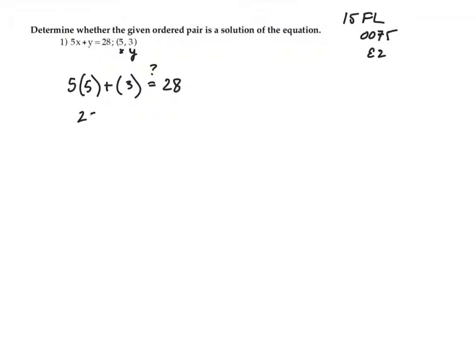5 times 5 is 25. 25 plus 3 is indeed 28. Therefore, I'd say the point (5, 3) is a solution. Okay, question 1 done. All right, next question.